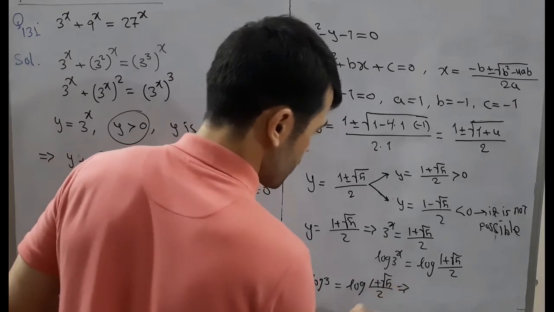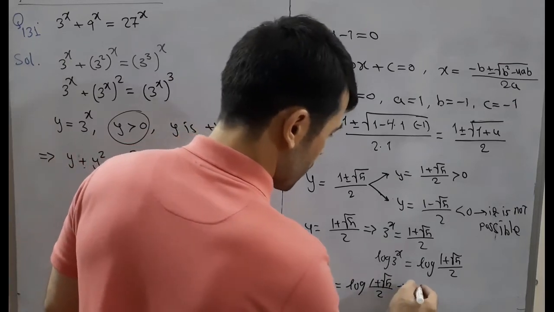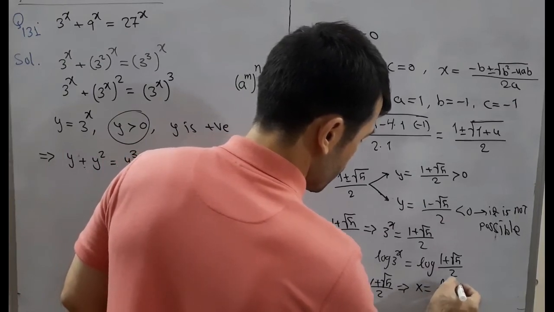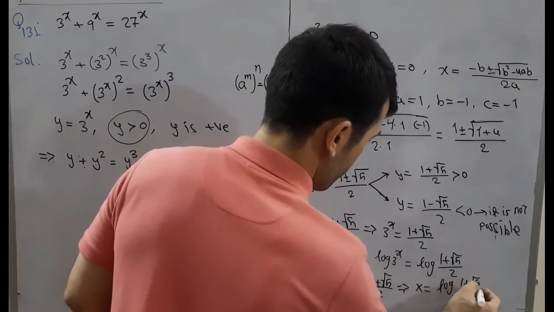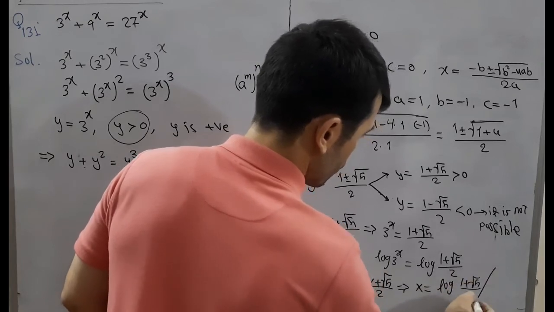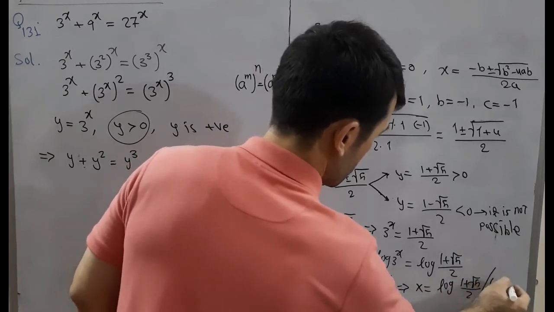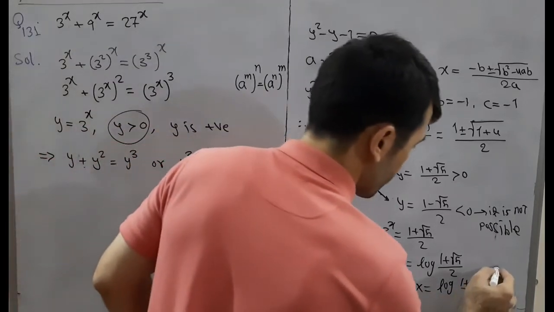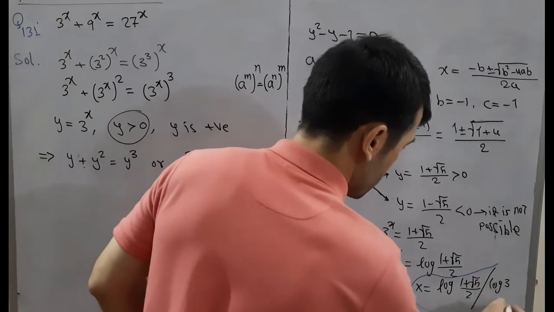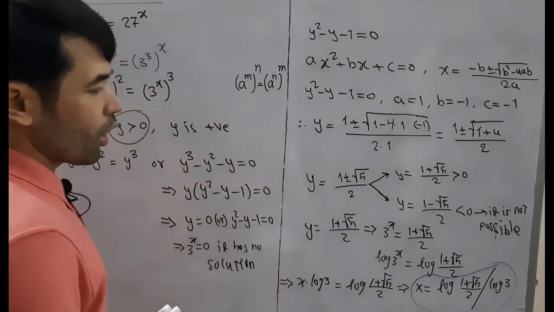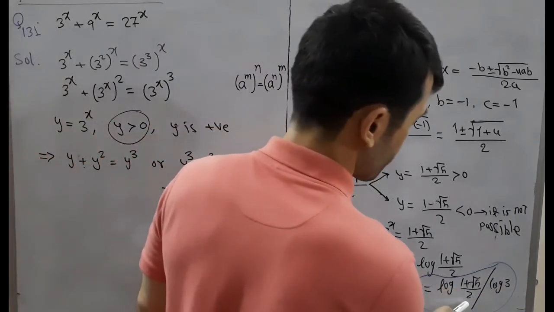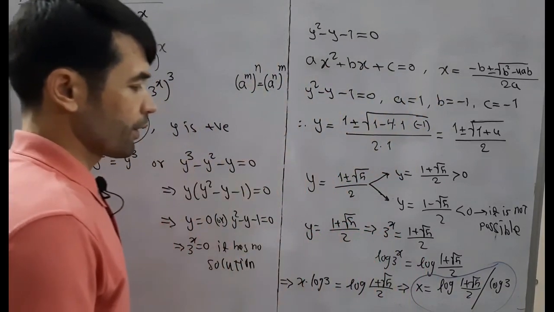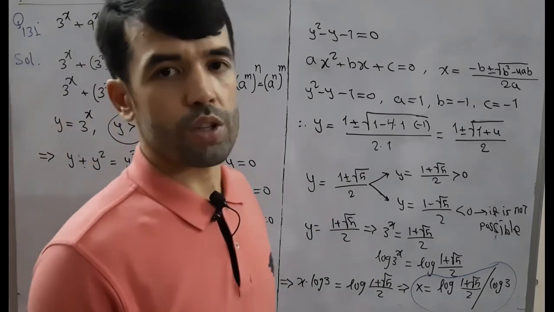This implies x is equal to log of ((1 plus square root of 5) divided by 2) whole divided by log 3. It is the value of x. Actually, we get that x is equal to log of ((1 plus square root of 5) divided by 2) whole divided by log 3. It was the solution of this question. Thank you.